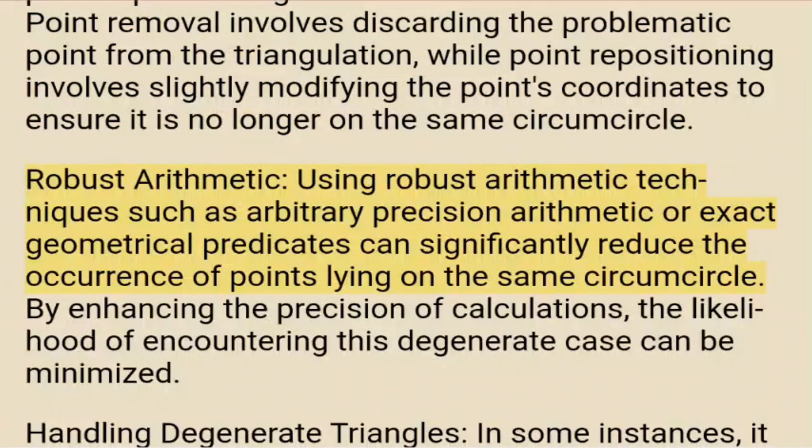Robust arithmetic. Using robust arithmetic techniques such as arbitrary precision arithmetic or exact geometrical predicates can significantly reduce the occurrence of points lying on the same circumcircle. By enhancing the precision of calculations, the likelihood of encountering this degenerate case can be minimized.